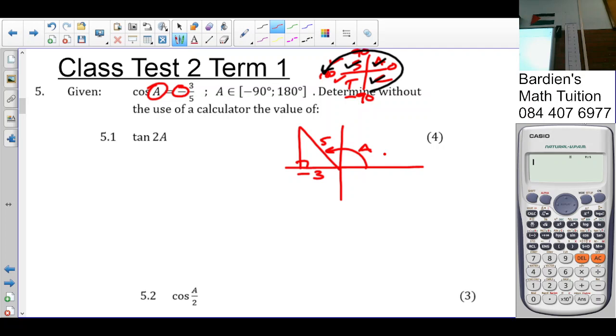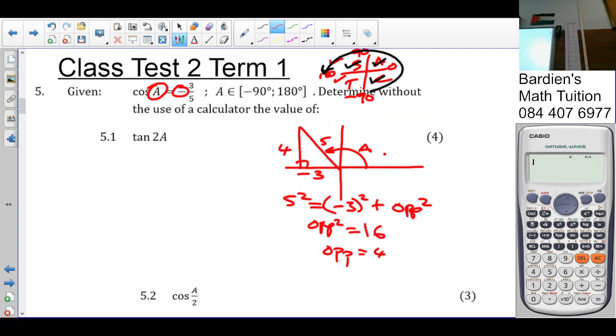So how do we get the third side? Pythagoras. So how do I apply Pythagoras? It says 5 squared is equal to negative 3 squared plus your opposite side squared. So your opposite side squared is equal to 25 minus 9, which is 16. The square root thereof, your opposite then works out to be 4. Can it be negative 4? No. Why? Positive part of your y-axis. Okay.